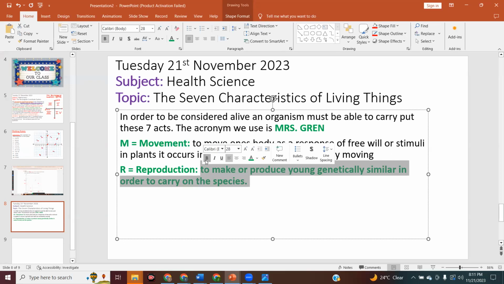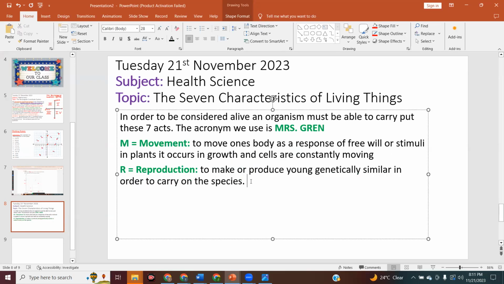So it must be able to move, it must be able to reproduce. Those are the two characteristics of living things. We have 5 more. So give me the first characteristic of living things. Movement, very good. What's the second characteristic of living things? Reproduction.